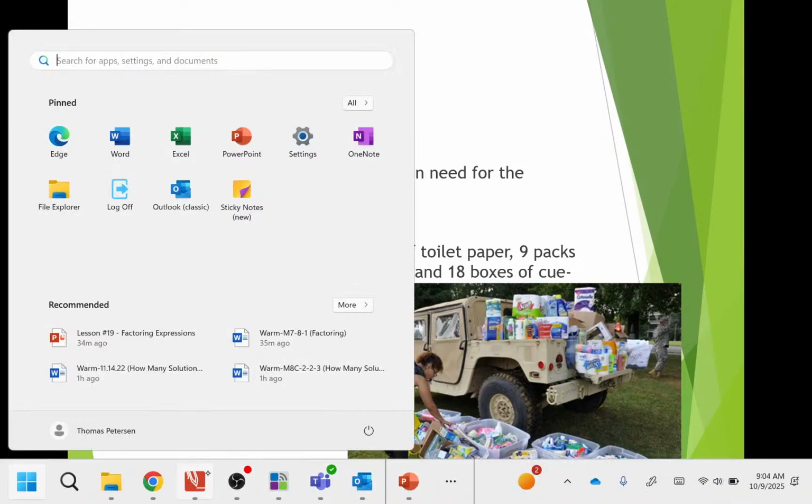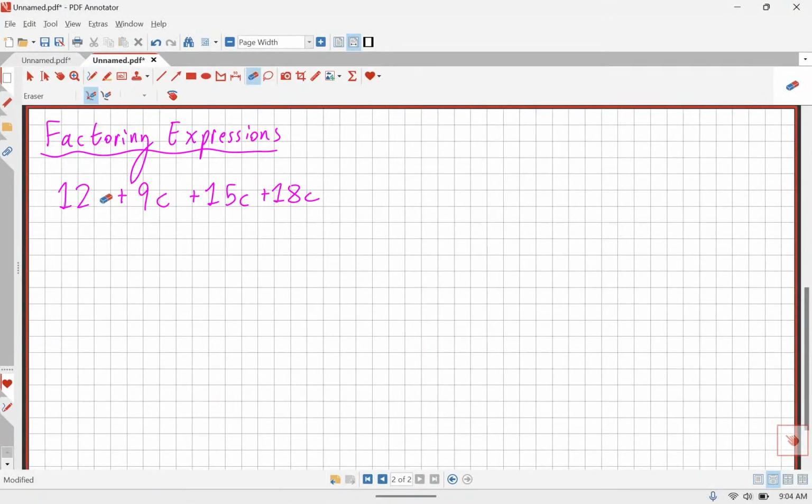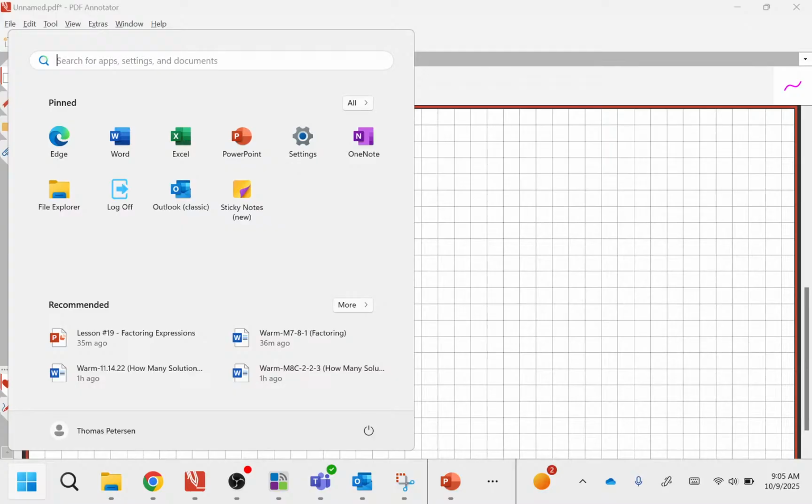So we'll go 12 toilet papers, 9, was it diapers? Diapers, 15 toothpastes, 18 Q-tips. How many of us got an expression that looked something like this? And this is a little bit more accurate because we don't know that Q-tips cost the same amount as diapers, that cost the same amount as toothpaste, that cost the same amount as toilet paper. So we're good. We're all set.